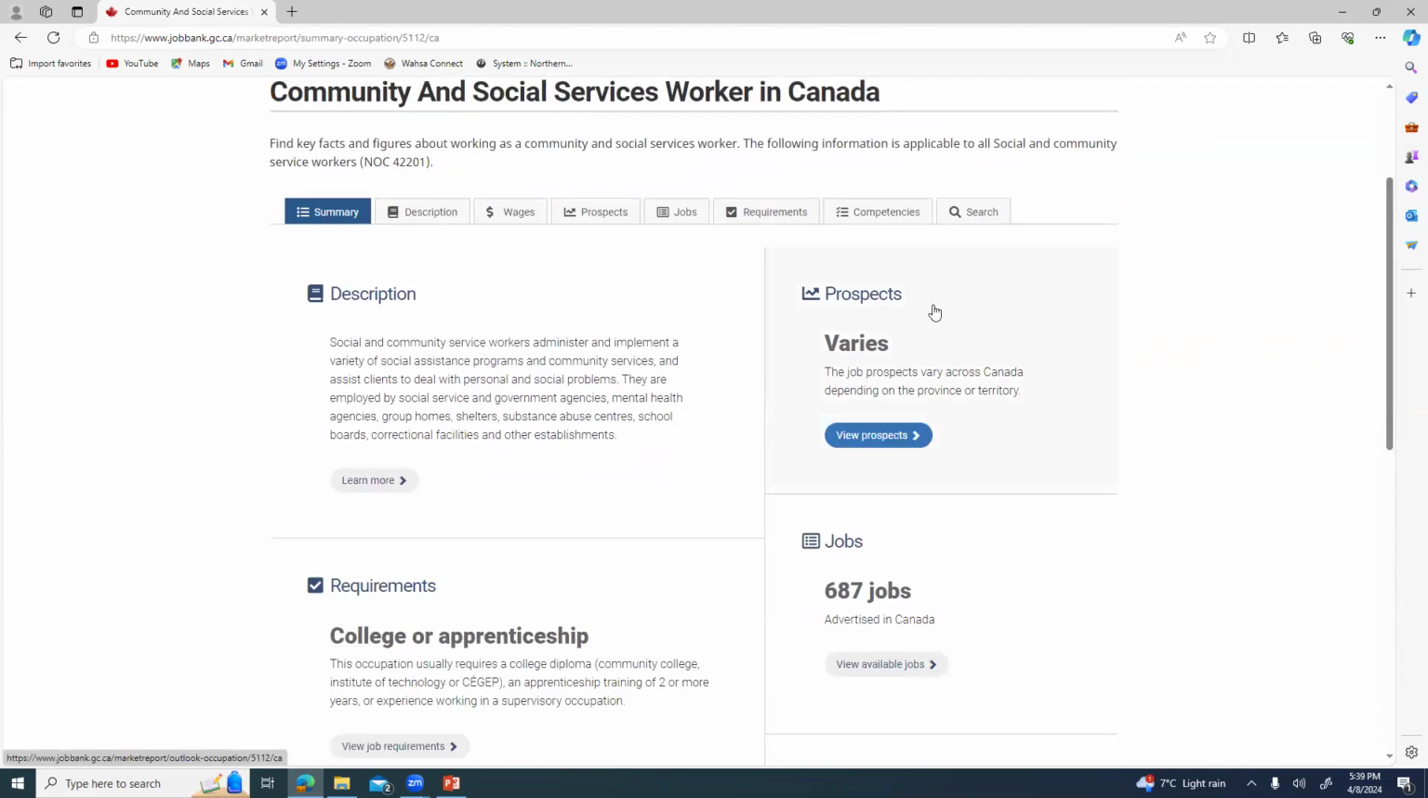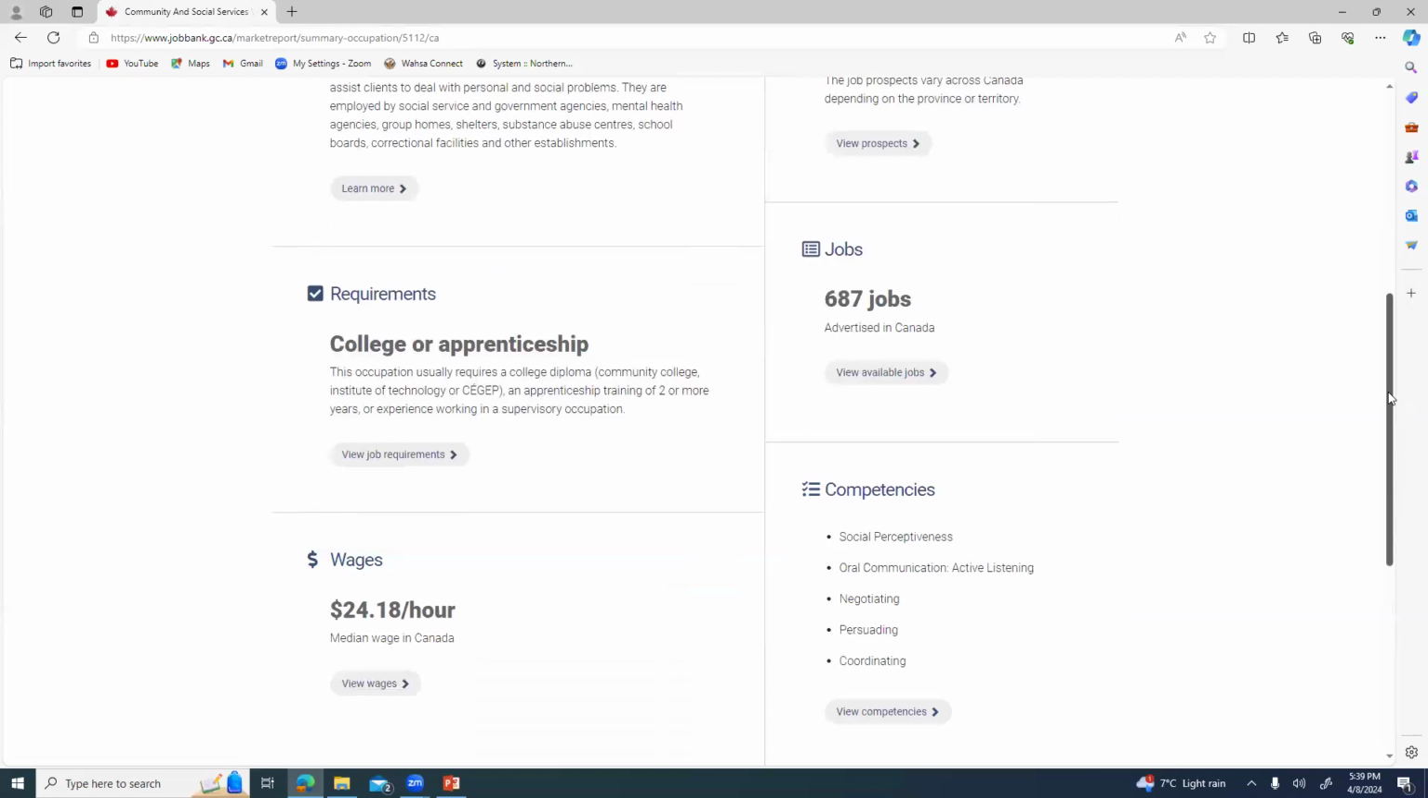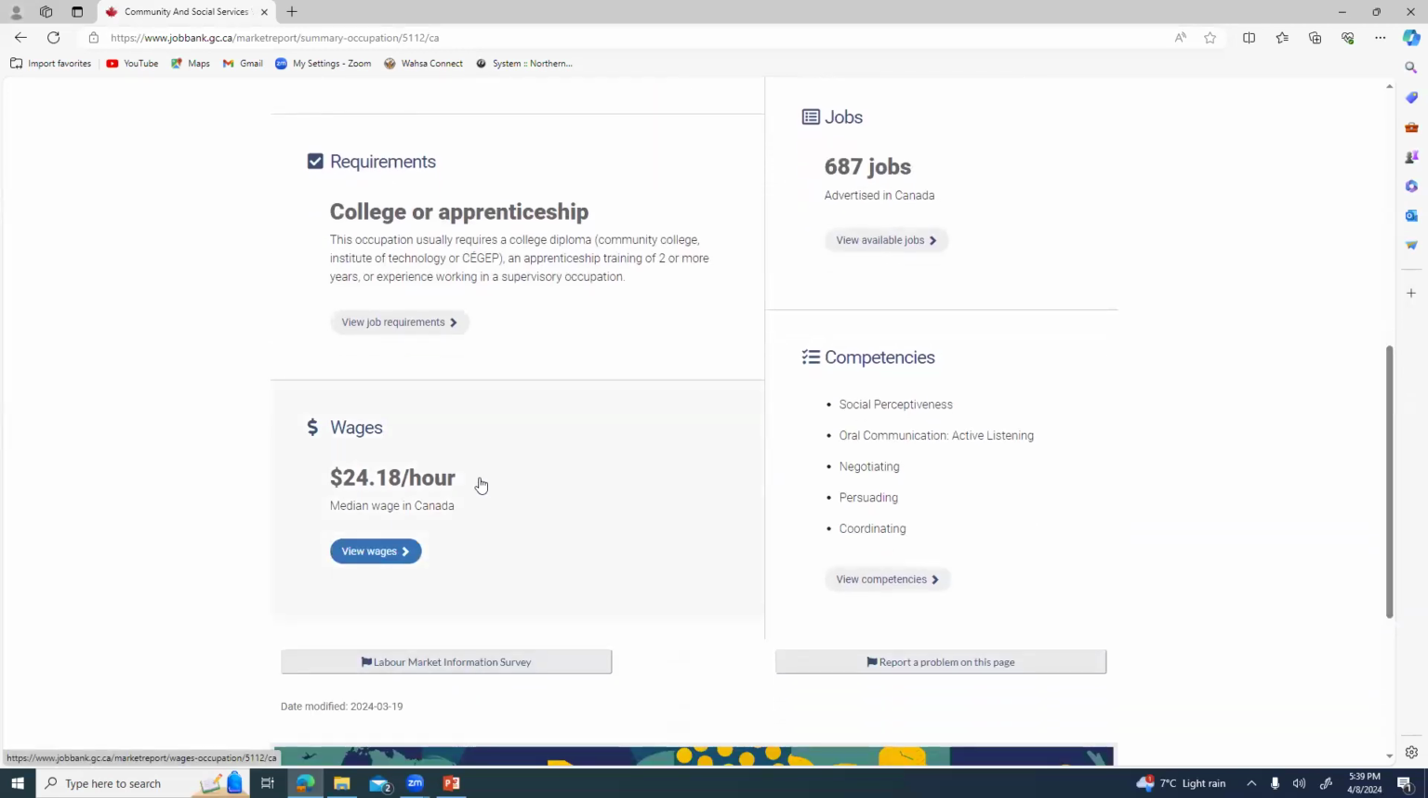Prospects means like how likely is it that you'd be able to find a job? And it depends where you're working. What are some jobs that are advertised? There's actual jobs here. What kind of college or apprenticeship can you use? What are wages? Median wage means like, what do most people in Canada make? That's going to vary a lot depending on where you live and also how much experience you have. What do you have to be good at? Competencies. So these are some things that you could look at if you're having trouble thinking, what kind of career do I want to have?